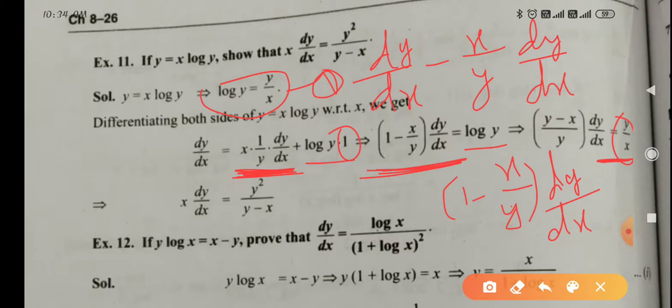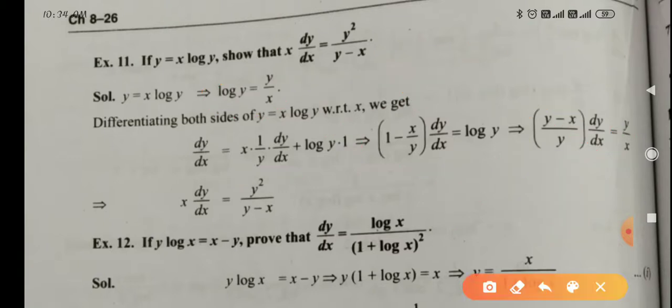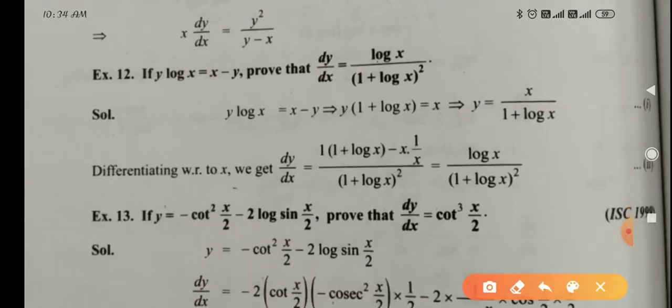Now one thing you do, you take x in LHS and you take this y minus x upon y in RHS. So you can see this y square, and this y minus x will go in the denominator in place of x, so it will be y square upon y minus x, and this x will go in multiplication of dy upon dx. So x dy upon dx equals y square upon y minus x, which was to be proved.